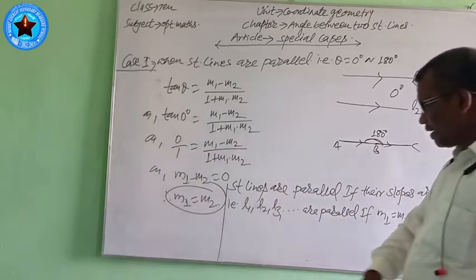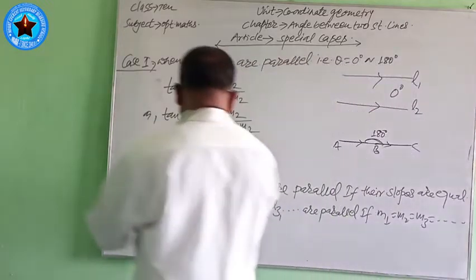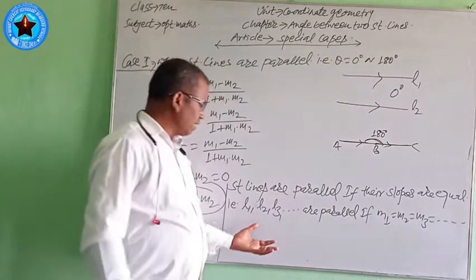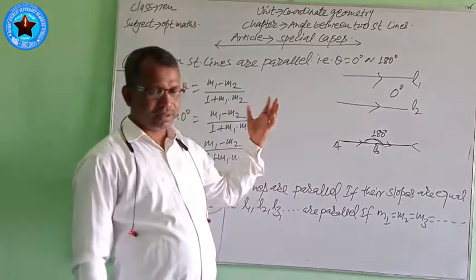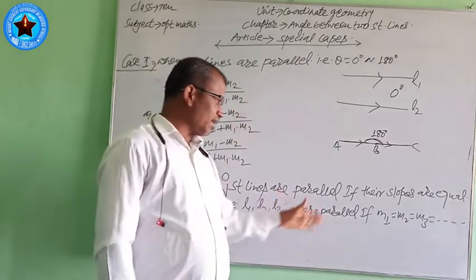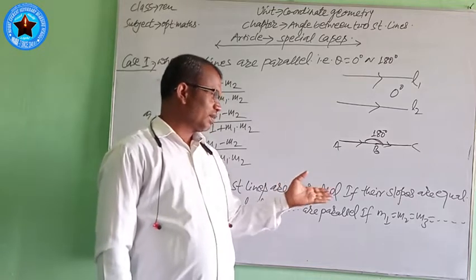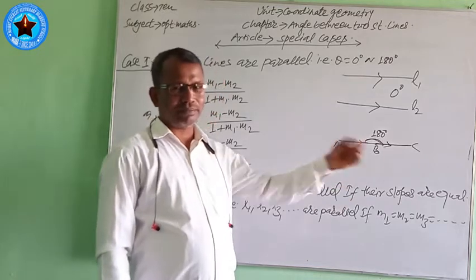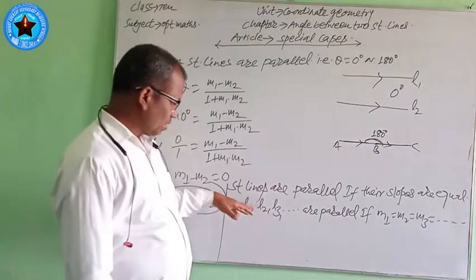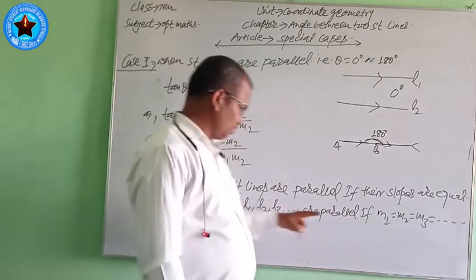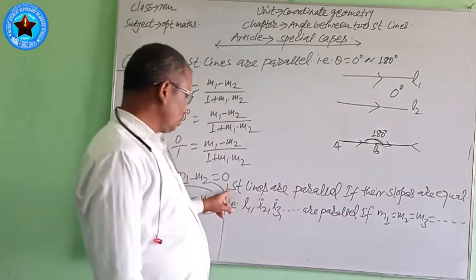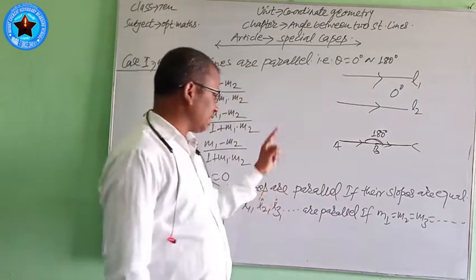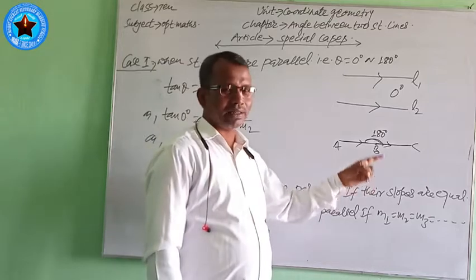And for the generalization of this result, we can say L1, L2, L3, L4, L5, L6 or Ln are parallel if m1 equals m2 equals m3 and so on. For all this long writing, this is the conclusion: a statement that straight lines are parallel if their slopes are equal.